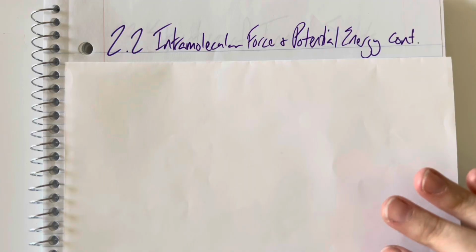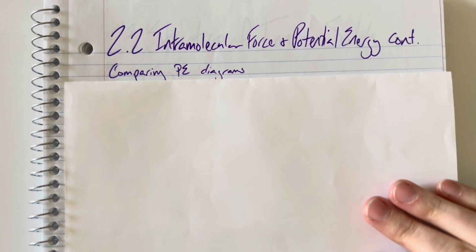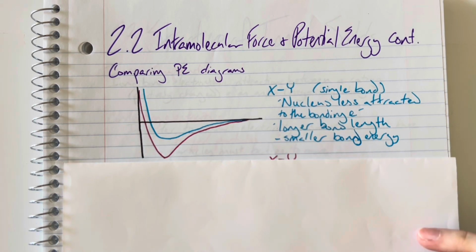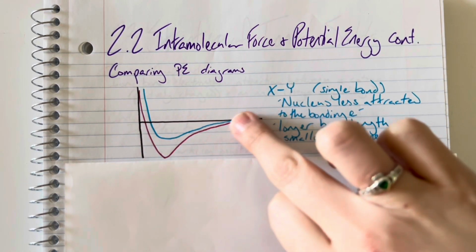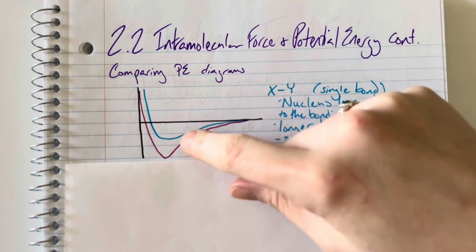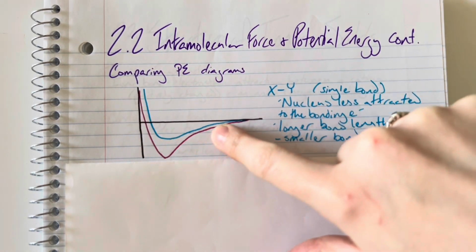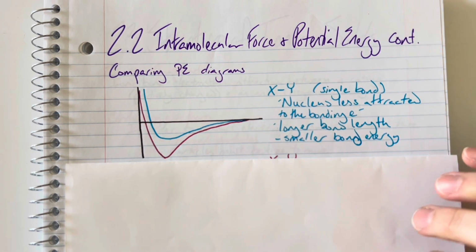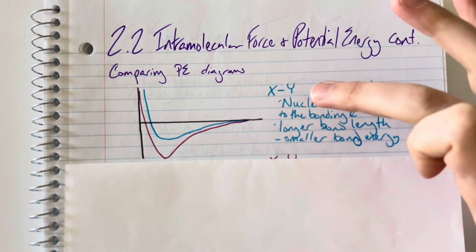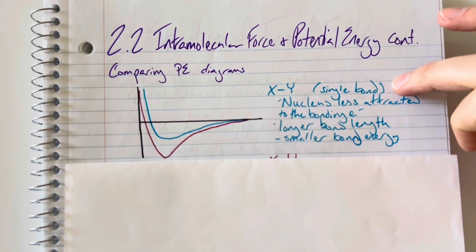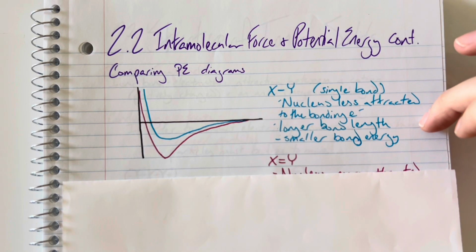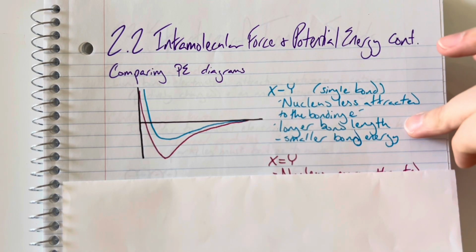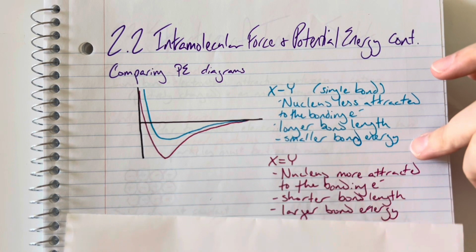Continuing our conversation for intramolecular forces and potential energy, we're going to be comparing potential energy diagrams. And so we can see here 2 potential energy diagrams being represented, and we can see that the trough of this maroon line is lower than the trough of the blue line. The blue line is representing an XY bond, and it is a single bond. And we are going to have our nucleus be less attracted to the bonding electrons. We have a longer bond length, and therefore a smaller bond energy.